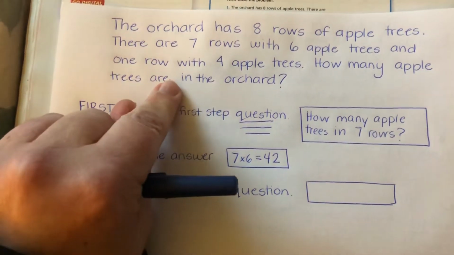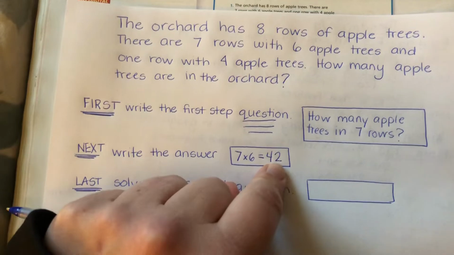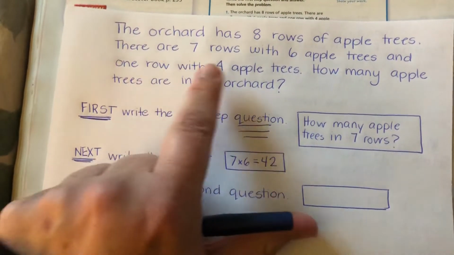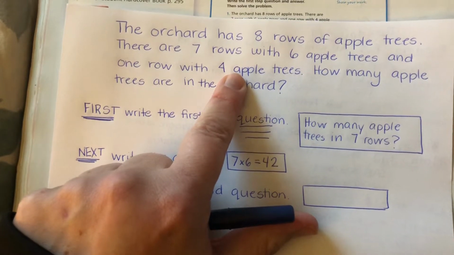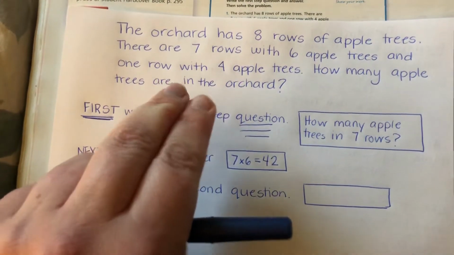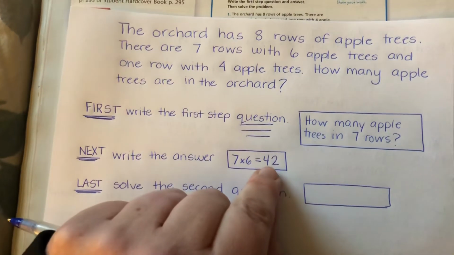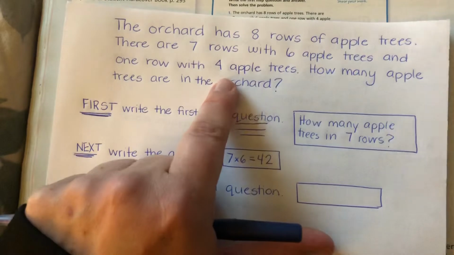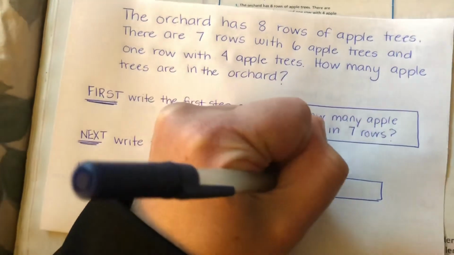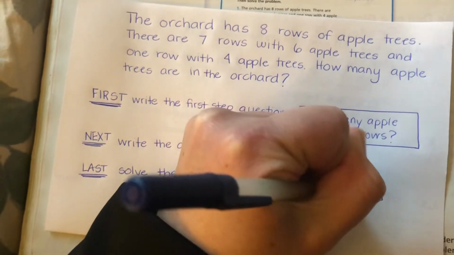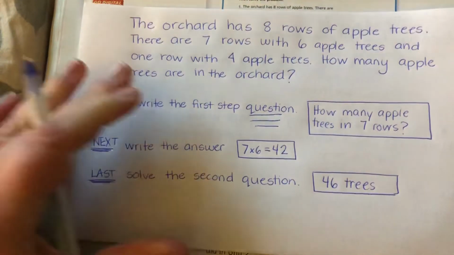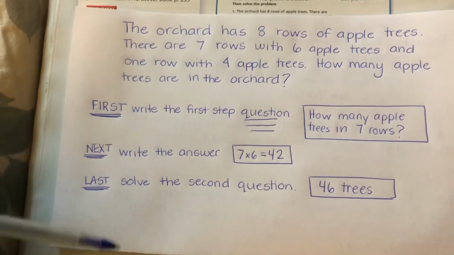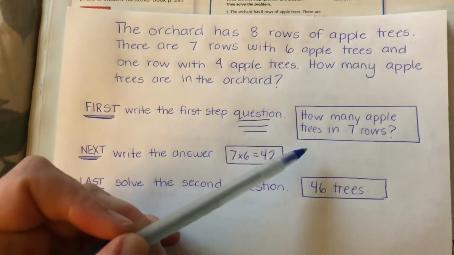A lot of students get confused and think the answer is this. But if you do that, you've forgotten the second step, which is 1 row with 4 apple trees, which of course would be 4. So to solve this equation, you'd need to add this plus this, 42 plus 4, and your answer would be 46 trees. Don't forget your unit.